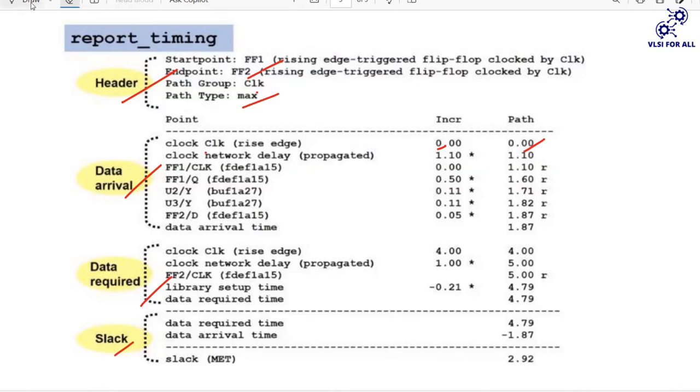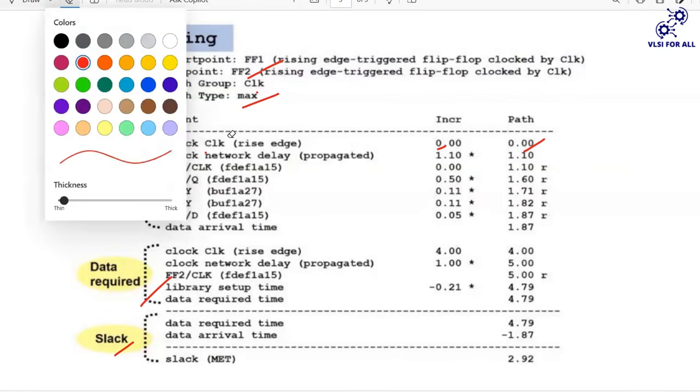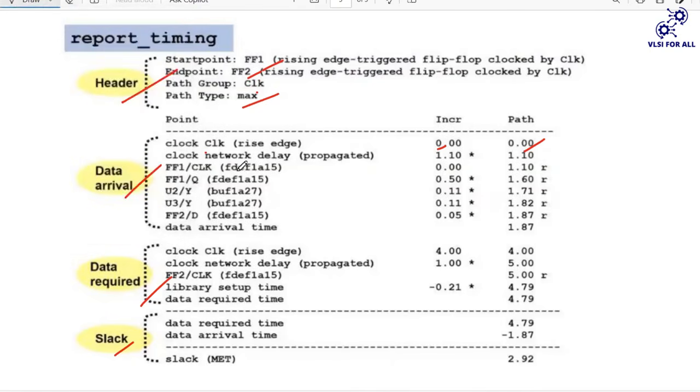Clock path, in network delay, is this one. Flip flop CLK delay is 0.02, so 1.10 plus 0.02. So 1.10 plus 0.50 is 1.60. So the addition of it will take place. The total like this, 1.87, is the arrival time.